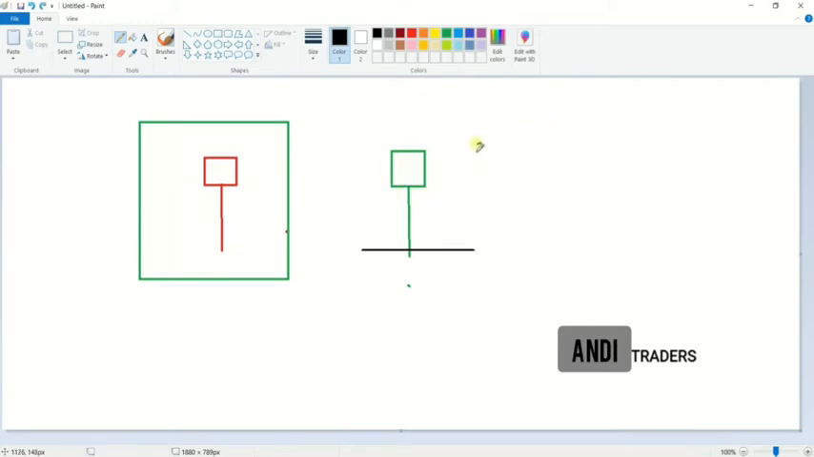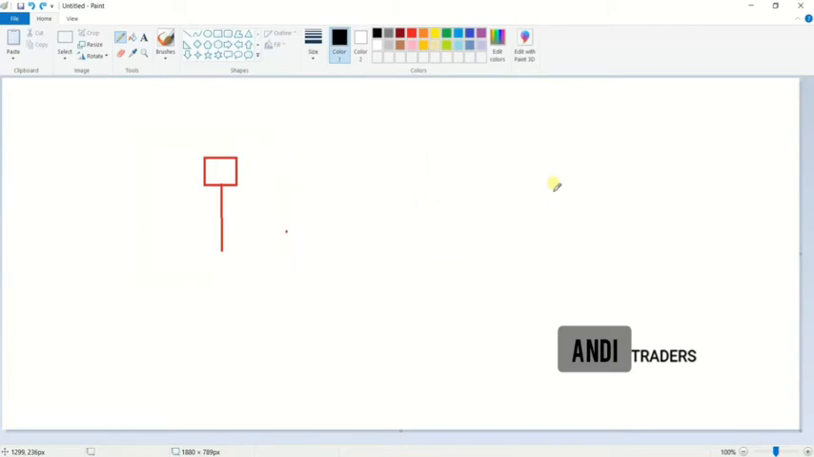But what if we have a resistance level here? It is a confirmation that this market will go down. We already know this candle makes the market go down, and with this resistance we can be sure the market will go down. So these are the hammer candles, the green hammer candle and the red one. Okay, and we also have the inverted hammer candlestick or shooting star.